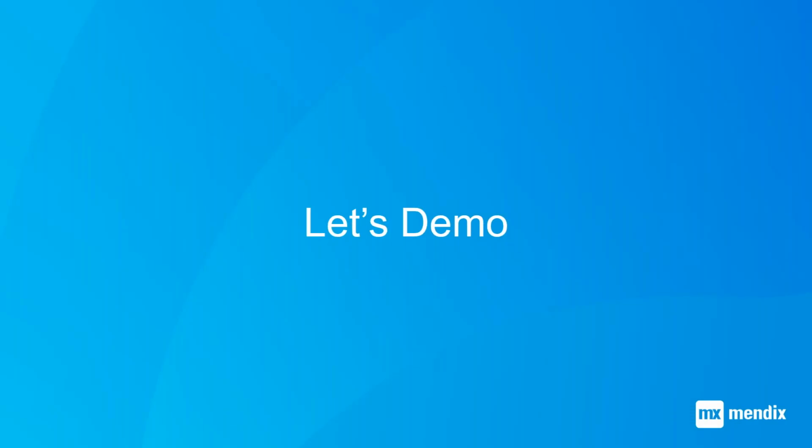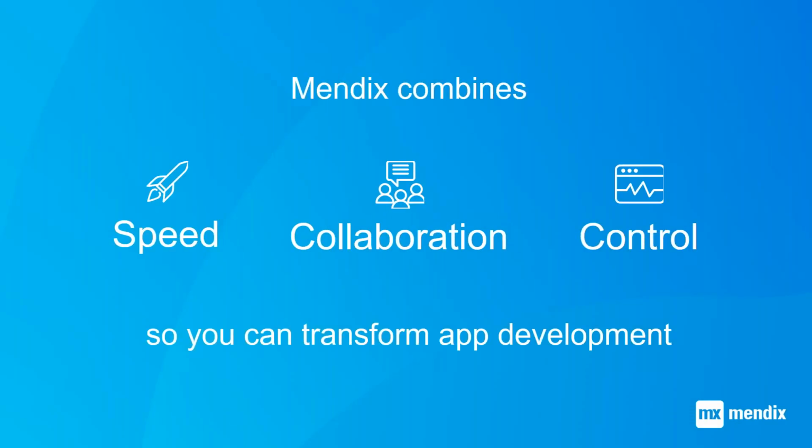So just to summarize, Mendix combines speed, collaboration, and control to provide a unified platform, allowing you to transform the way you develop applications. Without having speed, collaboration, and control, you cannot develop the applications that you want and continue to develop those at the speed that you require. So that's really what makes Mendix unique. And hopefully I've been able to convey that to you in the short period of this demo.